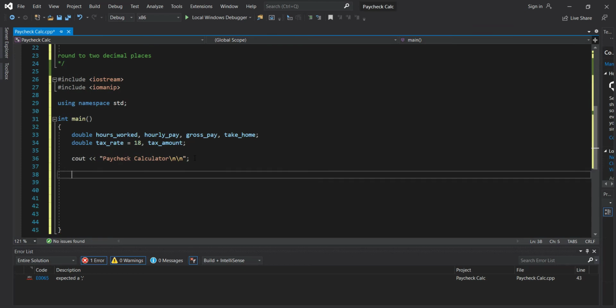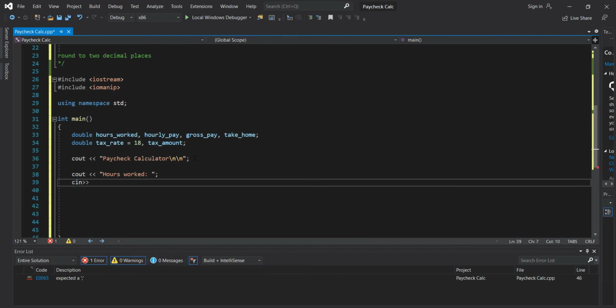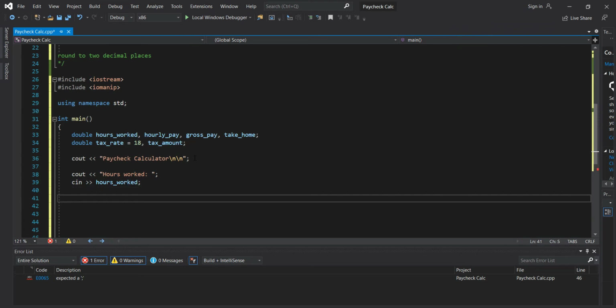Alright. Then I'm going to do another cout, and this one's going to say hours worked. And this is when I want the user to input some value. So we're going to store this in hours worked. Same thing for the second one. Cout, hourly pay rate.